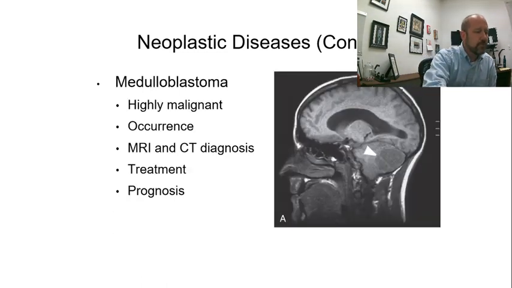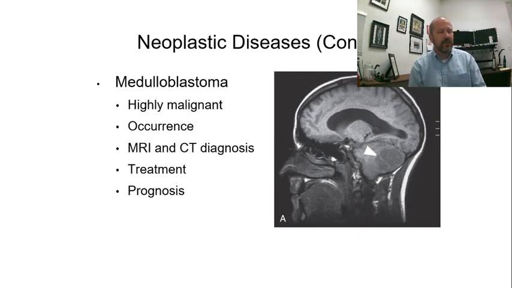Medulloblastomas are soft infiltrating tumors of the neuroepithelial tissue, and these are rapidly growing and highly malignant. They occur in the cerebellum of children and young adults and usually extend from the roof of the fourth ventricle. They're more common in boys and rarely seen in adults.